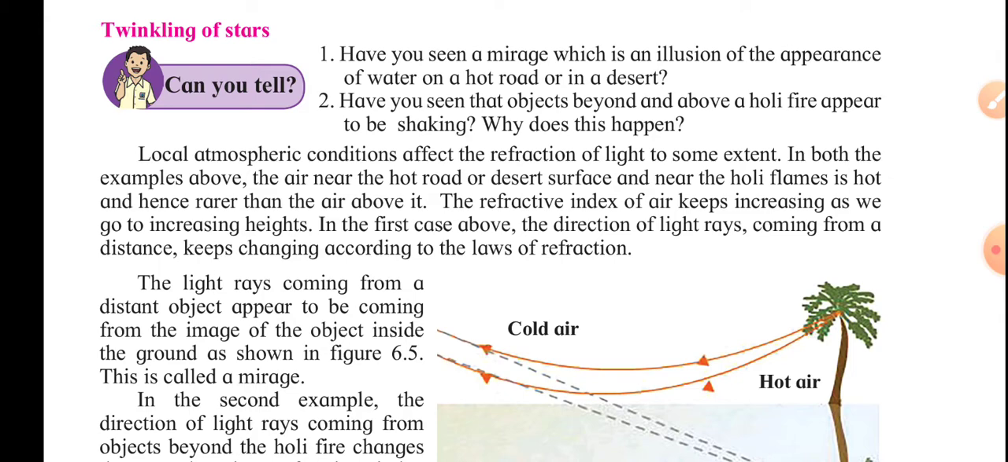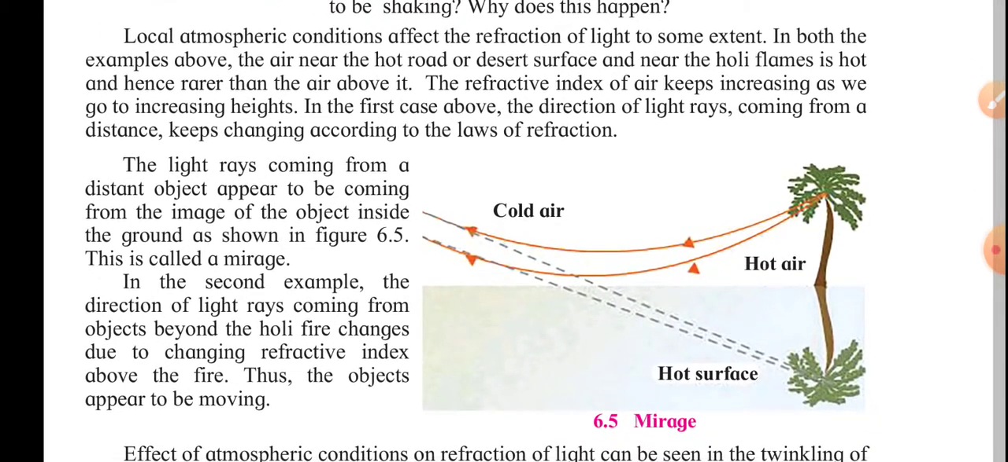The first one we will study today is the twinkling of stars. As we have already said, when there is a change in the medium, there is a change in the path of the light. So when we talk about the twinkling of stars, what exactly is the concept behind it? The atmospheric conditions affect the refraction of light to some extent.